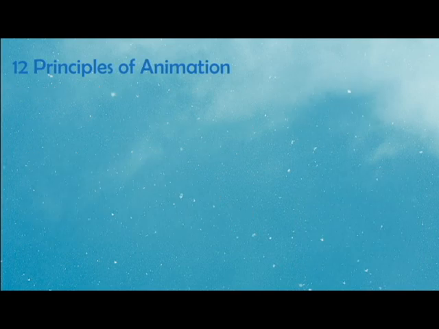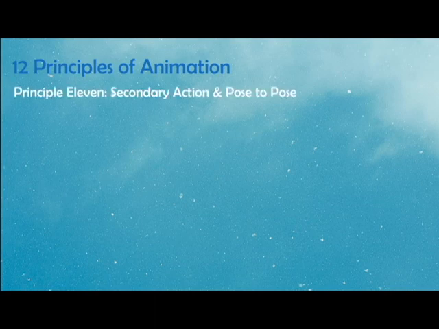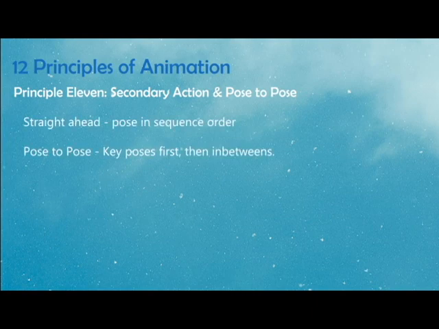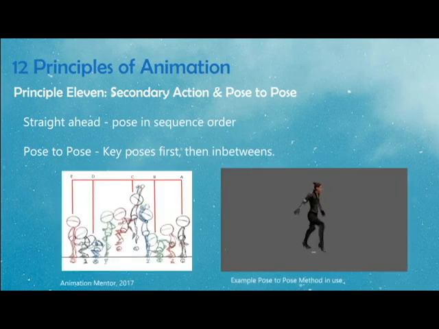When animating, there are two techniques for sequencing a character's poses. These are the straight ahead and pose-to-pose techniques. The straight ahead technique means that you pose your character in sequence order. Using this technique involves very little planning. The pose-to-pose technique involves drawing out the key poses first, and then secondly, the breakdown and in-between poses are filled in to create the rest of the animation.